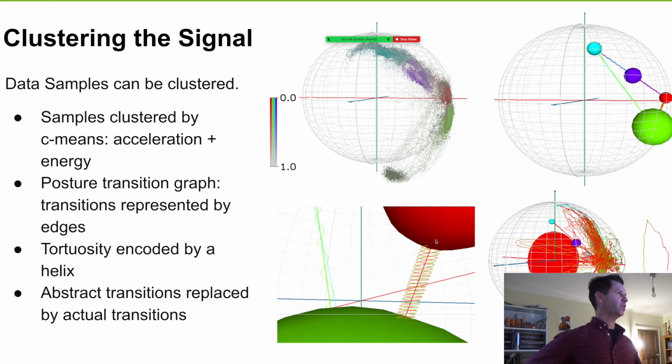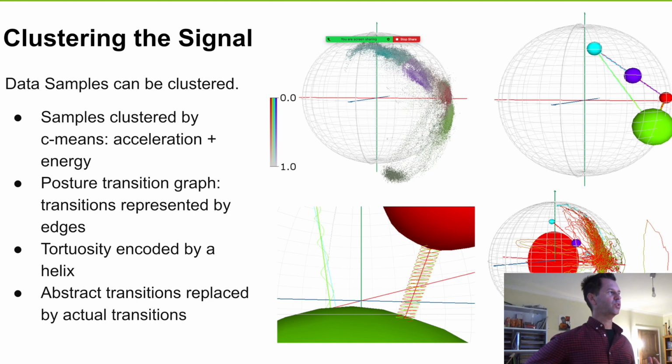The transitions are not typically a straight line, so they're typically quite wavy, and we can represent that sort of waviness, or any area that's not straight, as a helix. And the helix is characterized by tortuosity. And tortuosity is a measure of how much a line deviates from the straight edge equivalent.